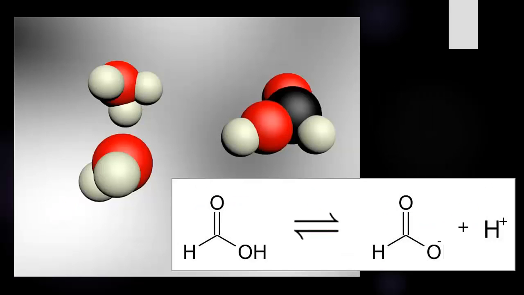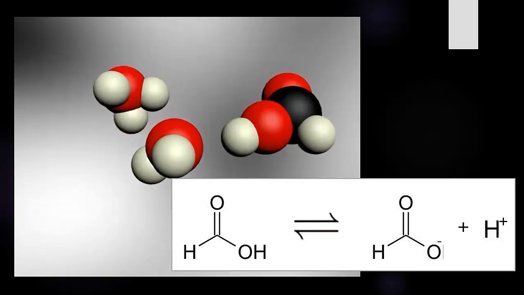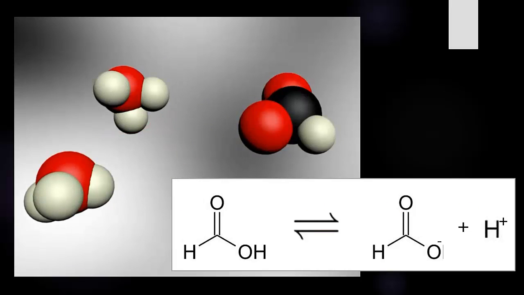Here, we have it in a little bit of an animation. In this case, we have formic acid donating its hydrogen atom to water. This leaves the formic acid with one less hydrogen, being formate.